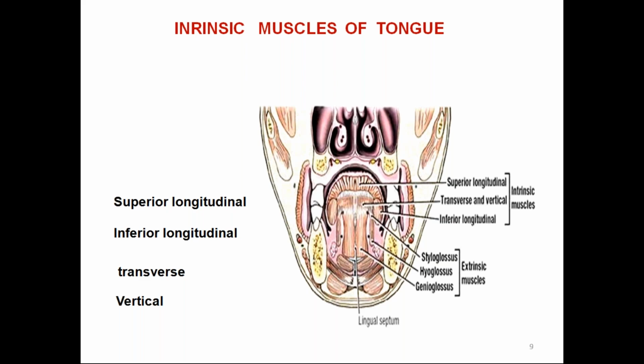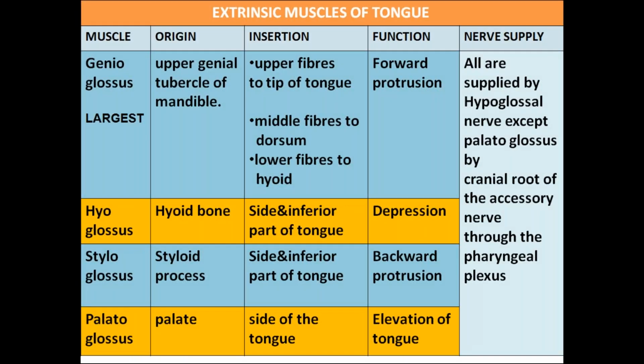So extrinsic muscles include the styloglossus and genioglossus. The genioglossus originates from the upper genial tubercle of the mandible, with the upper fibers going to the tip of the tongue, middle fibers to the dorsum, and lower fibers to the hyoid bone. The function of the genioglossus muscle is forward protrusion.